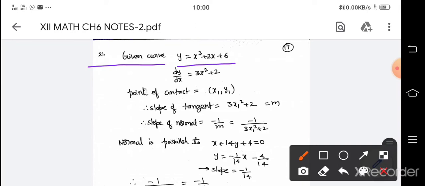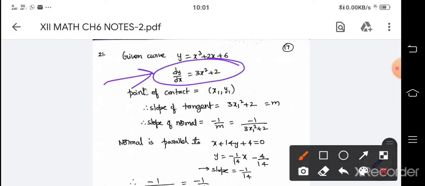And we are asked to find out the equation of the normal parallel to x + 14y + 4 = 0. Let us see. Equation of normal they are asking. First find out dy by dx. That is quite common for all the questions.